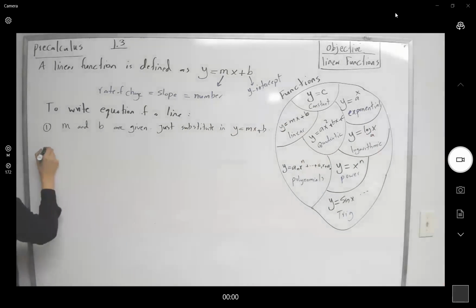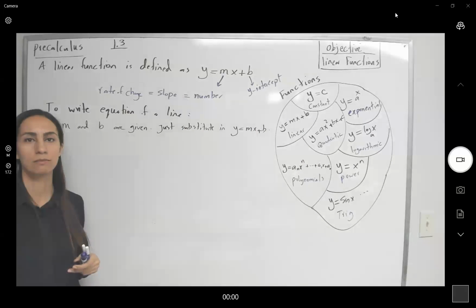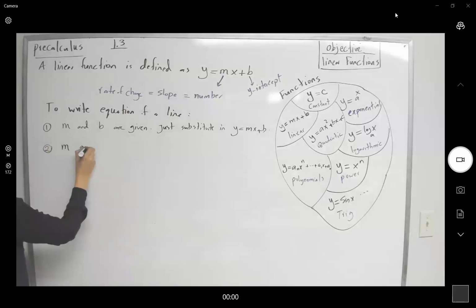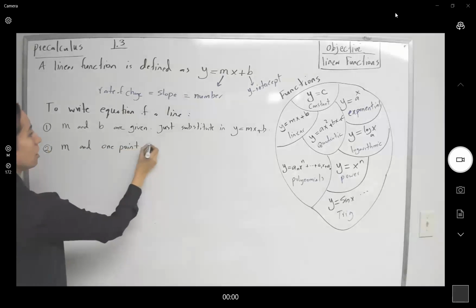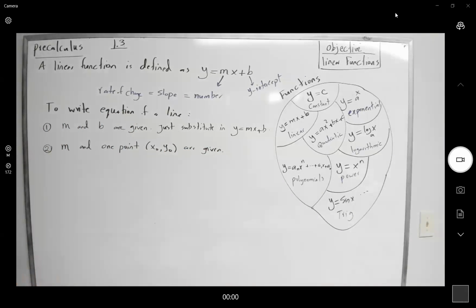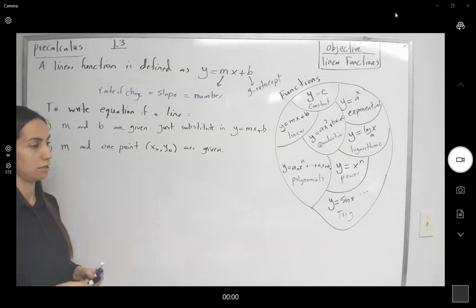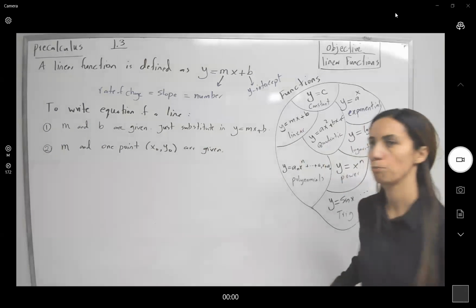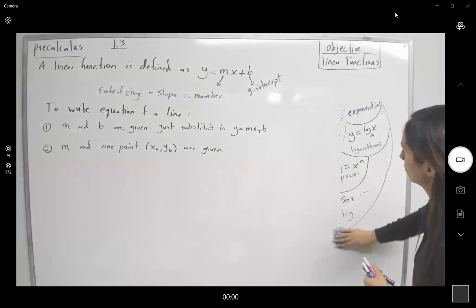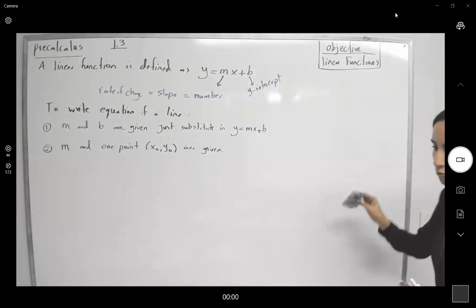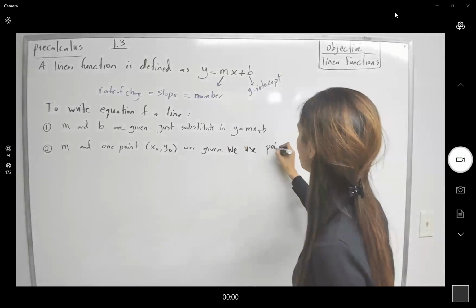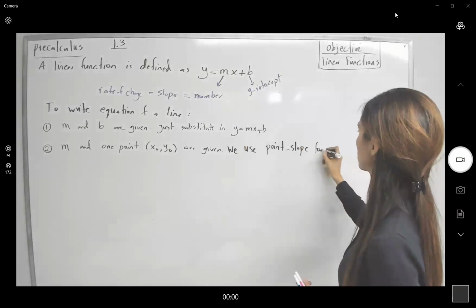Second scenario: one point and the slope are given to us. m and one point like x sub 0, y sub 0 are given. If you have a situation like this, you're going to follow the point-slope formula. So if we are in the second scenario, we use the point-slope formula.